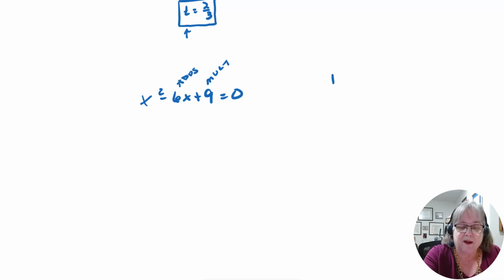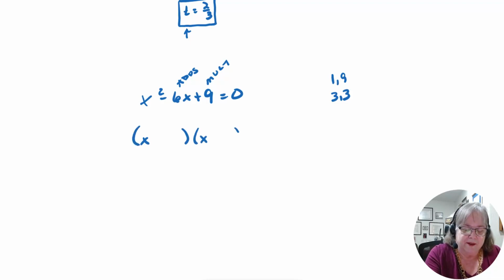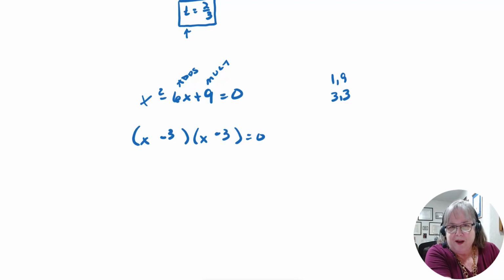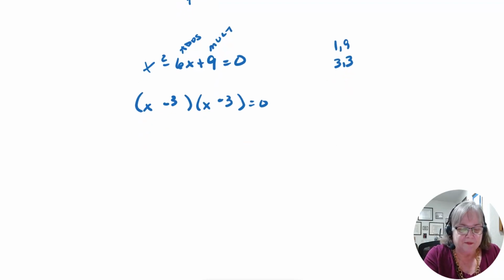What multiplies to 9? 1 and 9, 3 and 3. Okay, so what multiplies to a positive 9 and adds to a negative 6? So you have an x here and an x here. How about negative 3 and negative 3? Don't those multiply to a positive 9, add to a negative 6?